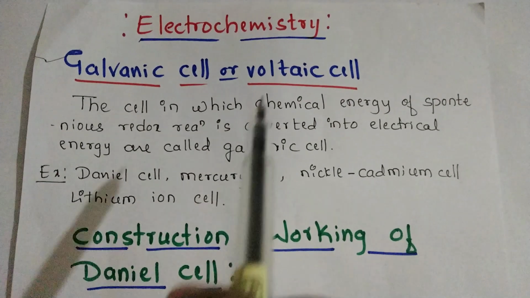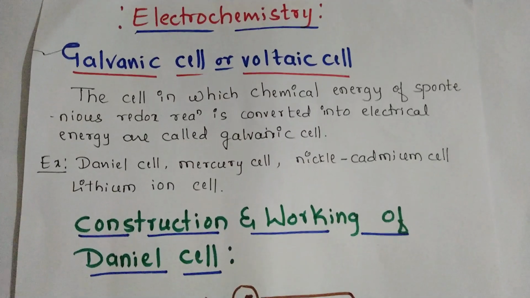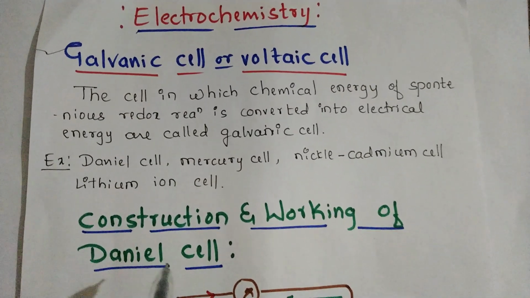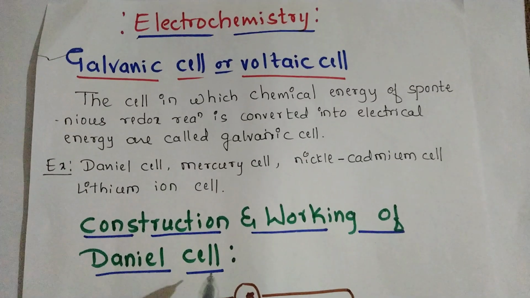Now I am going to discuss the galvanic cell, or voltaic cell. Okay, the best example of a galvanic cell is a Daniell cell. So I am going to discuss the construction and working of a Daniell cell.